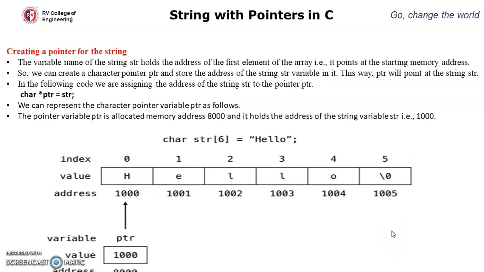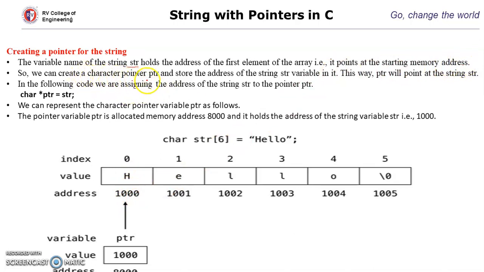Okay, so next is creating a pointer for the string. The variable name of the string, str, holds the address of the first element of the array. So what is that? The str is a string, and it will hold the address of the first element of the array. This is the memory diagram, right? Suppose this is the first address, 1000. The next one will be 1001. What will this str do? It will hold the address of the first element. That means this str will be pointing to 1000. So it points at the starting memory address location.